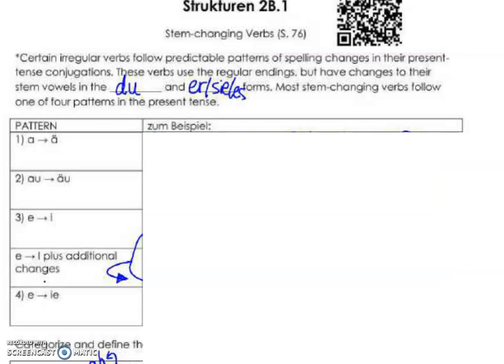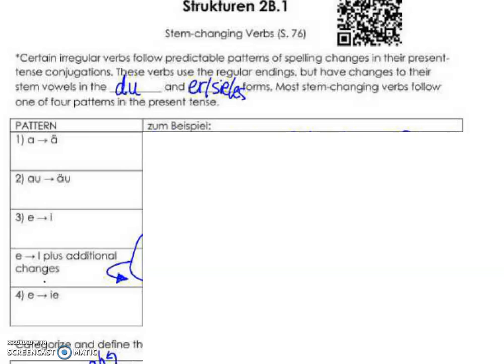Now we're going to take a look at some of the workbook pages where you would normally be taking notes in class. Up at the top here we have certain irregular verbs follow predictable patterns of spelling changes in their present tense conjugations. These verbs use the regular endings, but have changes to their stem vowels in the du and the er/sie/es forms. So we just saw that, that meat cleaver, that the two that are outside of the meat cleaver are the du and the er/sie/es forms, and that helps us to remember that these are the ones that have changes to their stem vowels, or even just their stems. Most stem-changing verbs follow one of four patterns in the present tense.